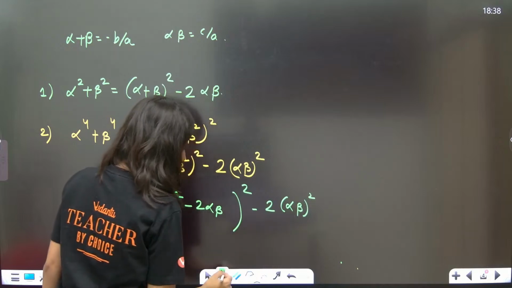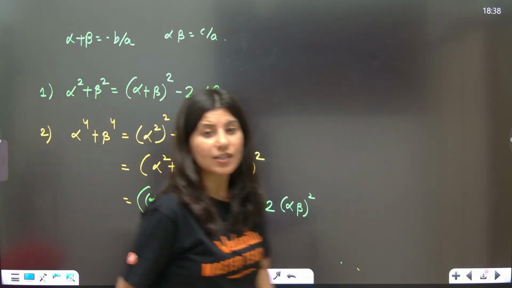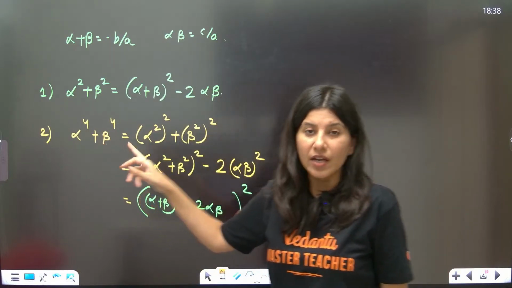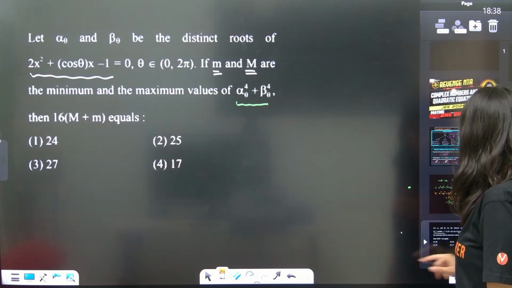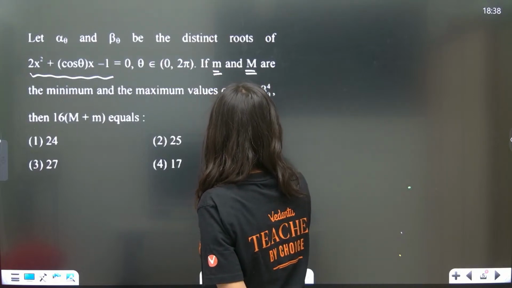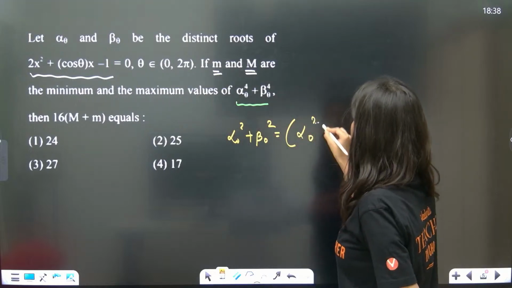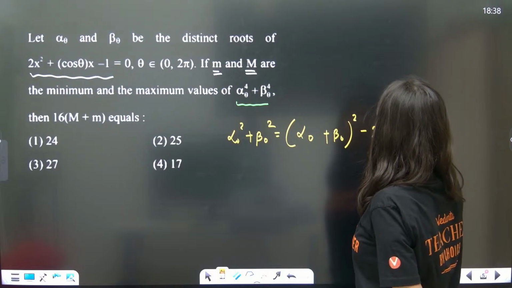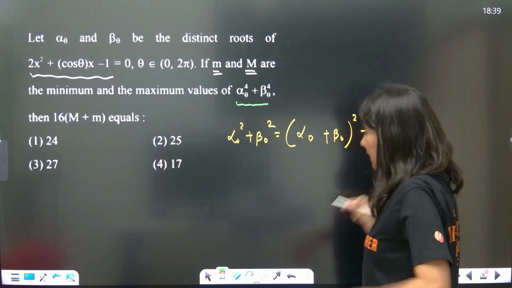So now I hope that you're understanding this formula. Alright. So to calculate alpha raised to power 4 plus beta raised to power 4, you need to calculate alpha square plus beta square first. So alpha naught square plus beta naught square is alpha naught plus beta naught whole square minus 2 alpha beta. Can I write this?